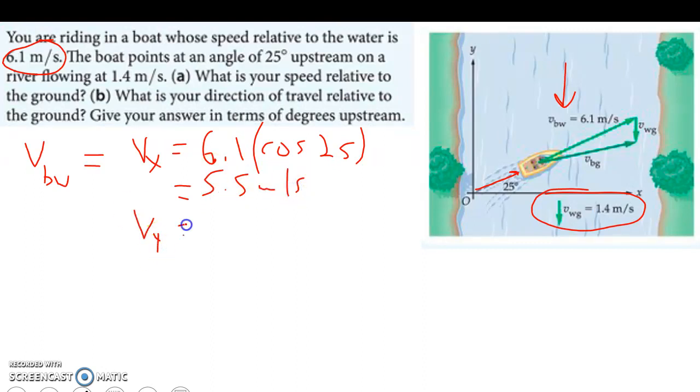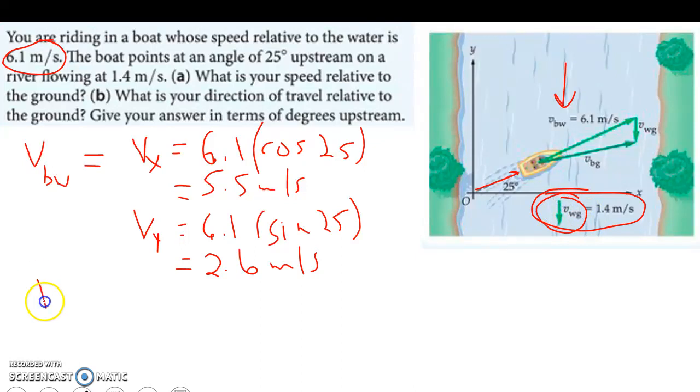How fast we're going in the vertical is 6.1 times the sine of 25. And 6.1 times the sine of 25 is 2.6 meters per second. So I have my x and I have my y. Okay. If I look at right here, the water to the ground, the velocity there in the x is 0 because I'm going straight down, and in the y it's going to be negative 1.4 meters per second.